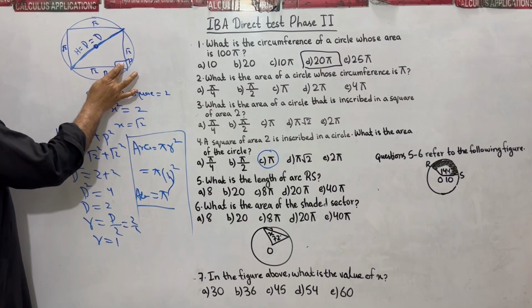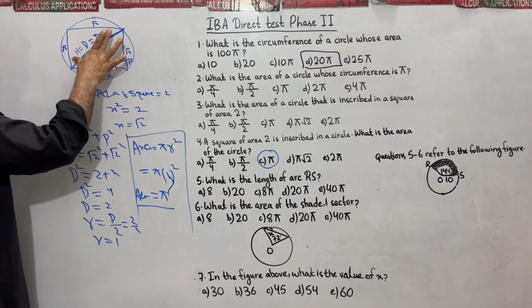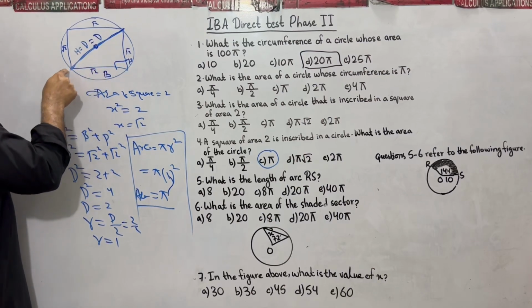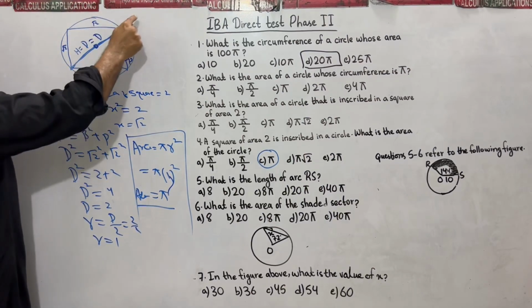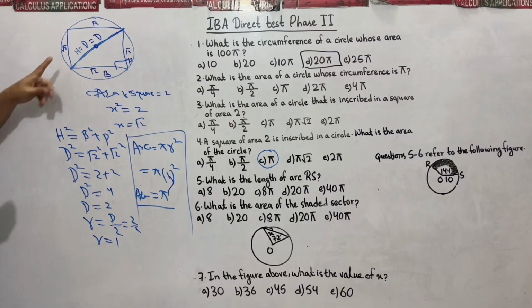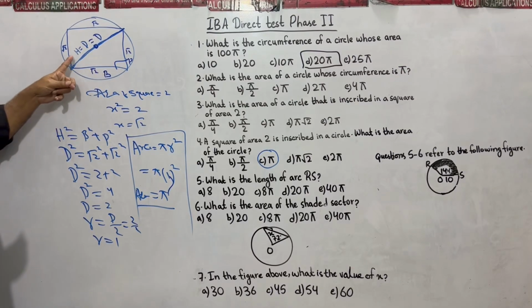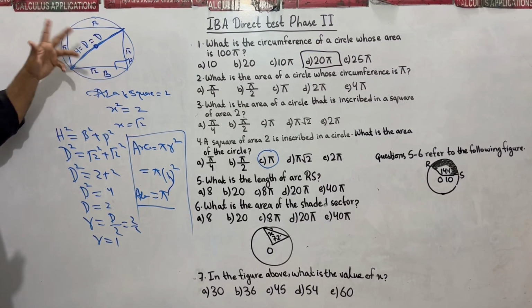From the right angle triangle point of view, it is our hypotenuse. From the square point of view, it is a diagonal. From the circle point of view, it is a diameter. Solve for this by applying Pythagoras theorem. Hypotenuse, diagonal, diameter, all are the same.